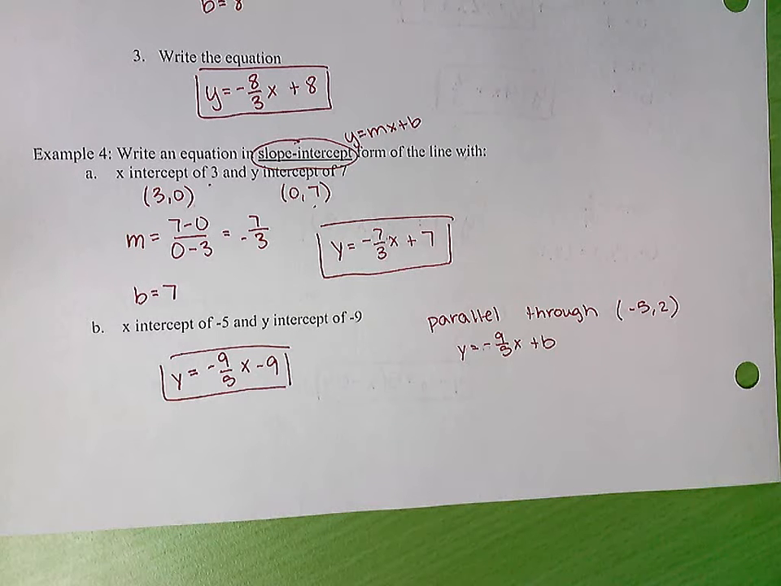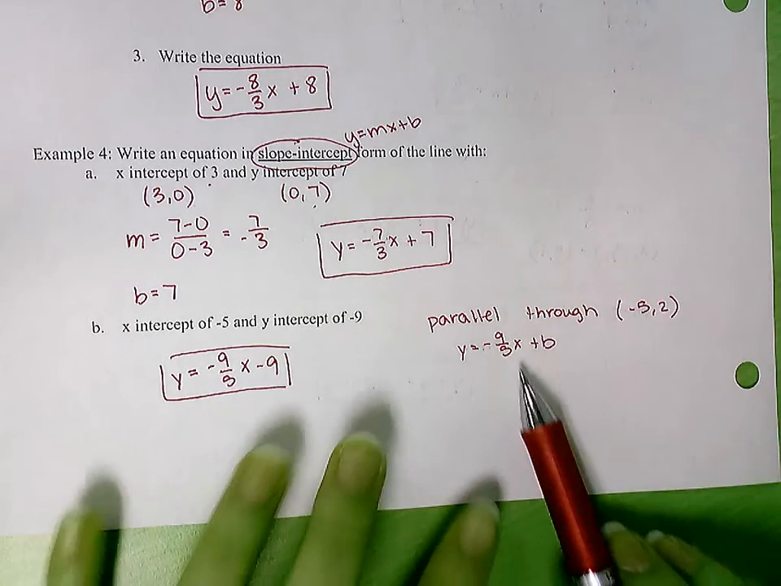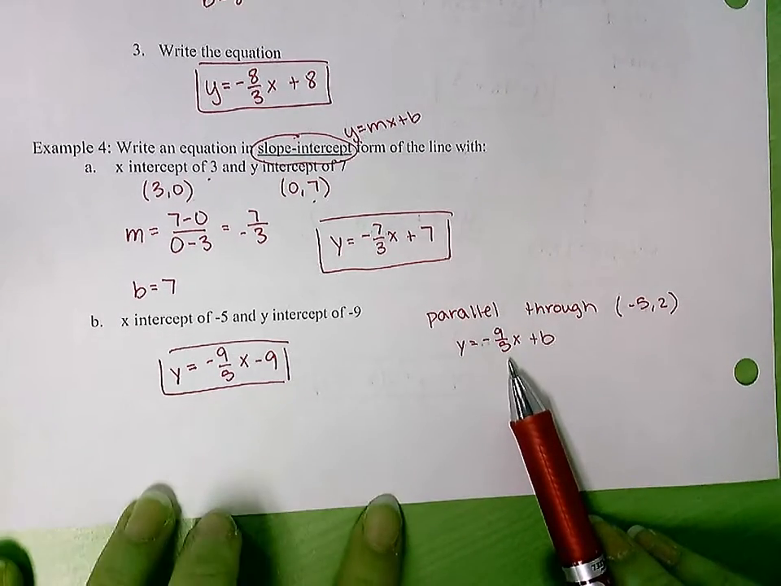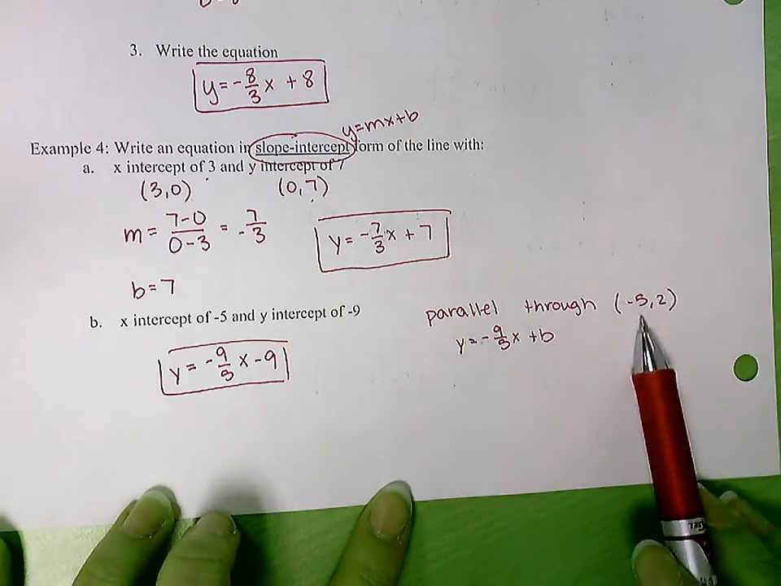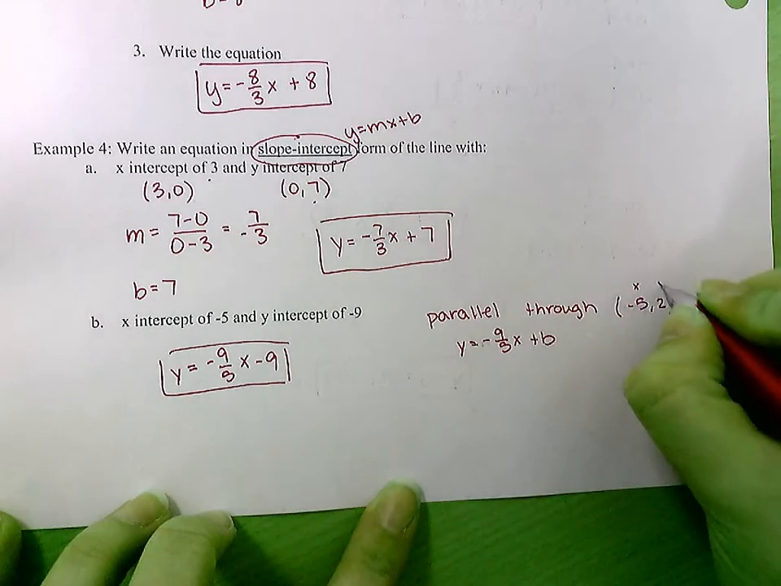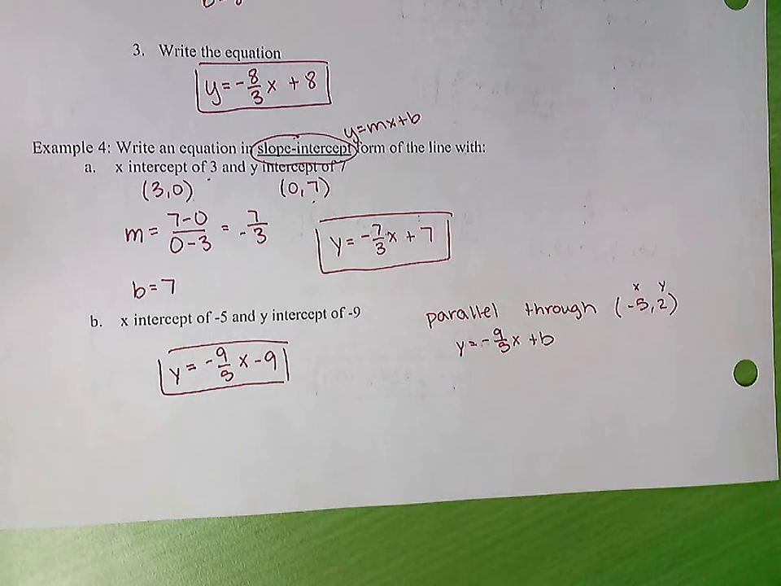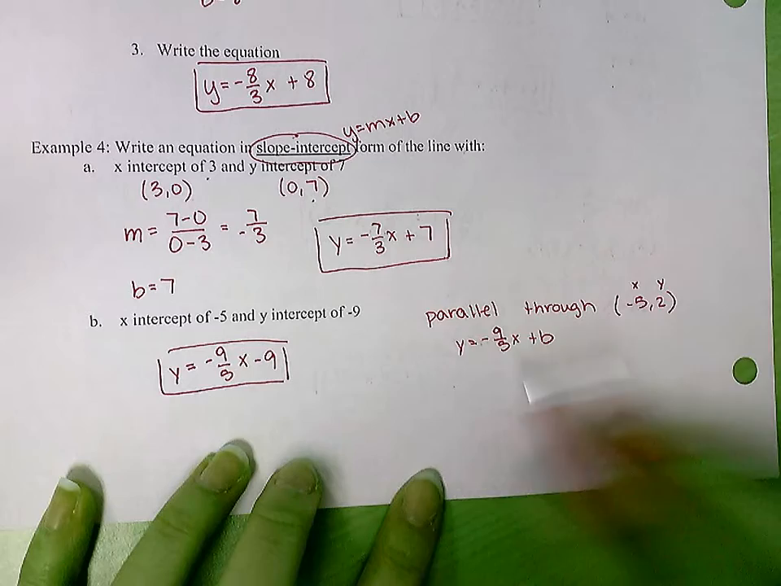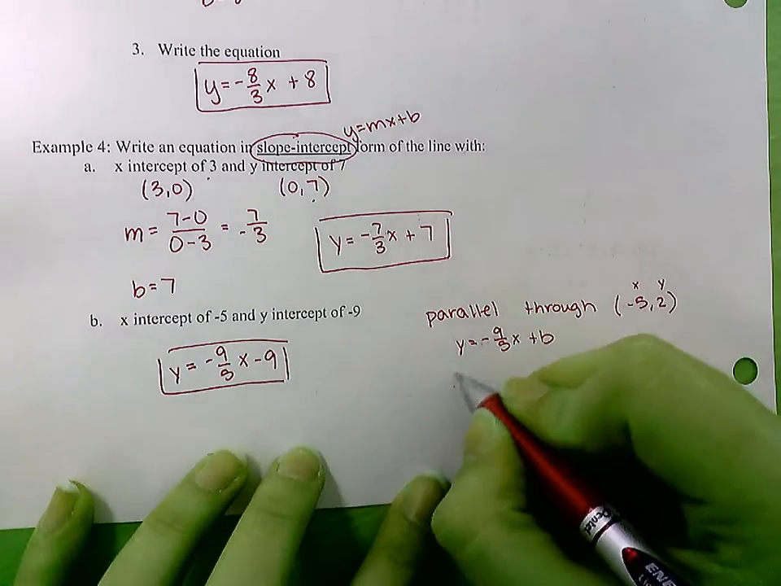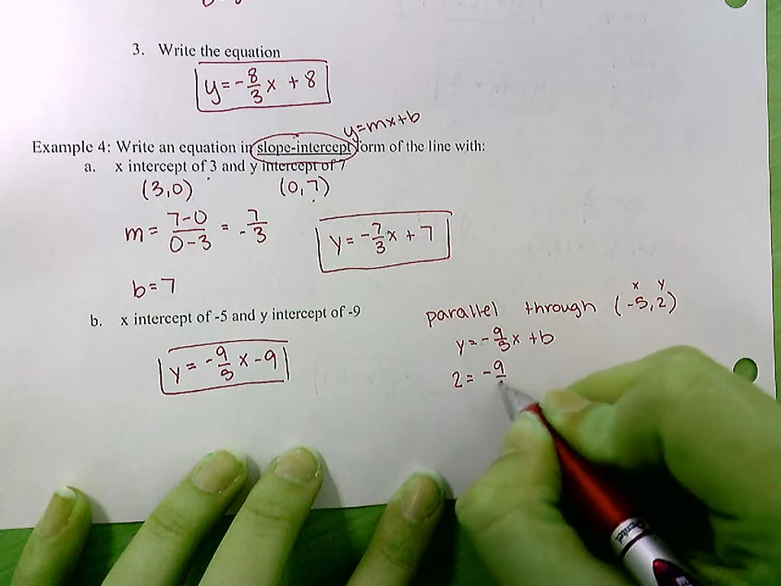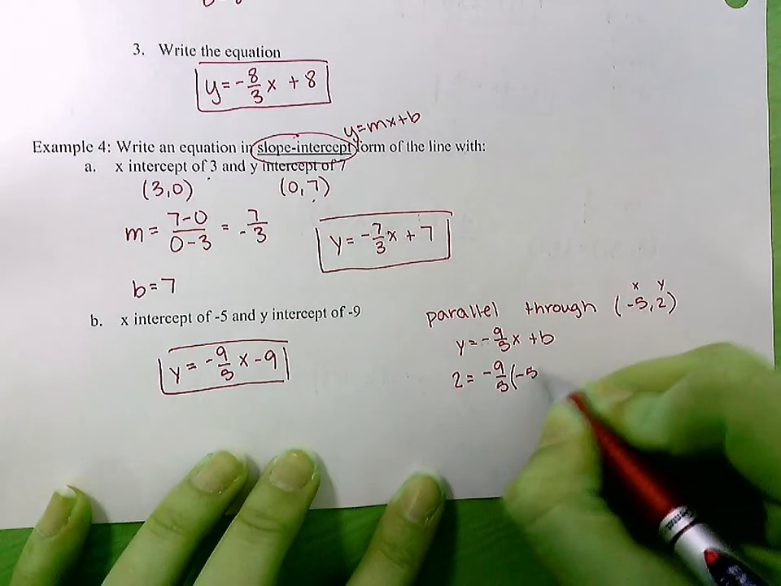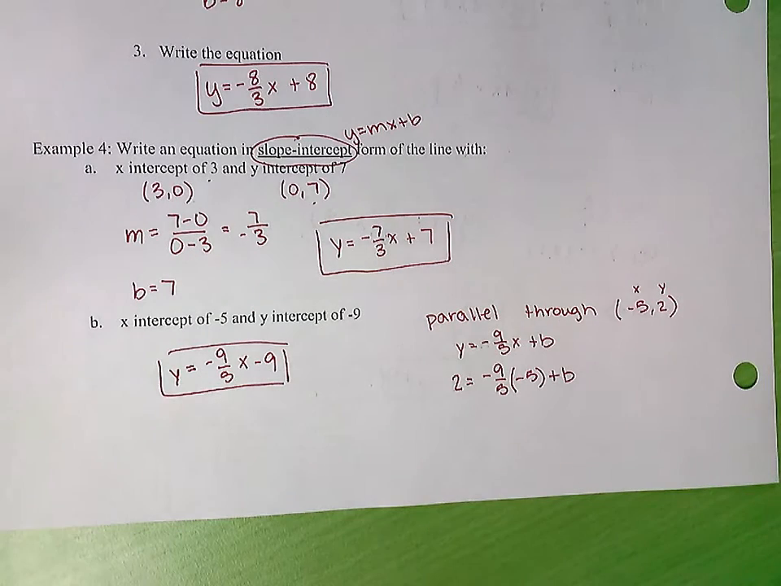All right, so with your parallel line, you need the same slope. So that means I'm still using -9/5. Now I'm going to use this point here as my x and y value. So I'm going to plug in -5 for x and 2 for y. So I have 2 is equal to -9/5 times -5 plus b. You're not going to get the same y-intercept, so your y-intercept should not be the same as before.